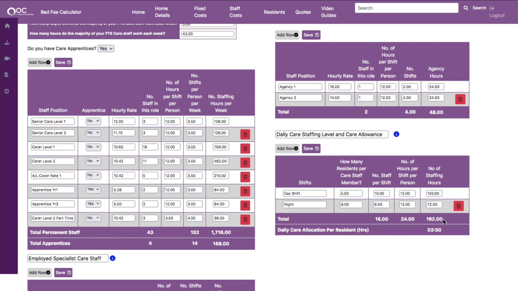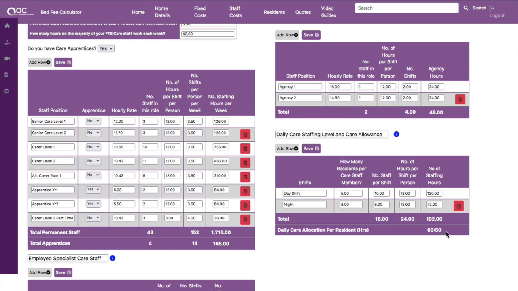So that care allocation should be divided across each resident. Now for this example, nursing home, we put in a capacity of 50. So 192 divided by 50 is like 3.8 something. Turn that into minutes, and that's the equivalent of 3 hours 50 minutes that each resident can receive.